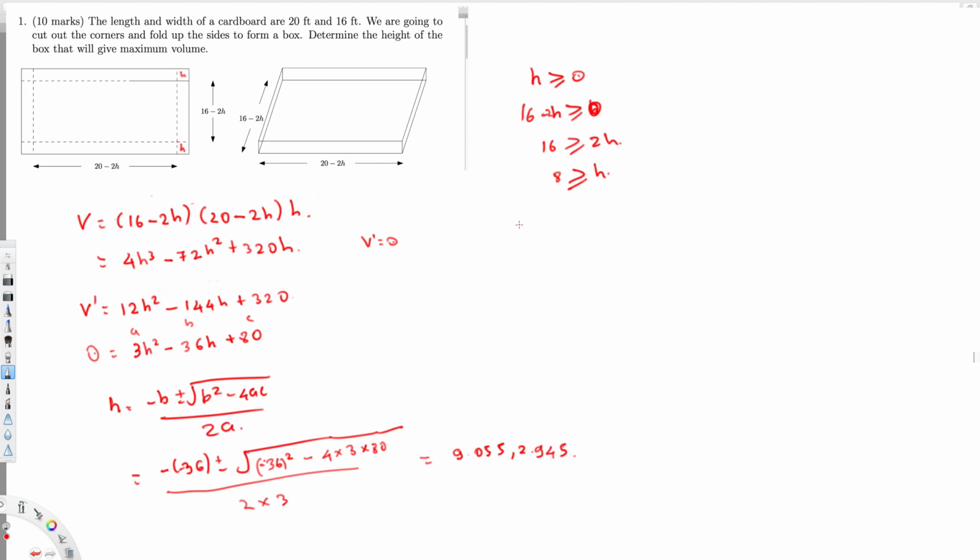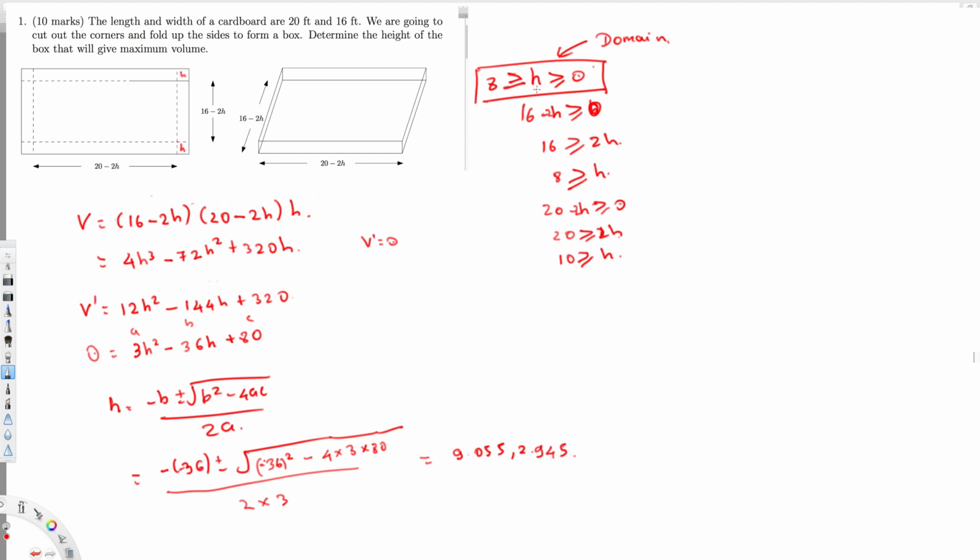So we have found something. And also if I solve 20 minus 2h greater than 0, I will get 20 is greater than 2h, therefore h is less than 10. Since we have less than 10 and less than 8, less than 8 is going to be dominating. So h should be greater than 0 but less than 8. This is my domain.